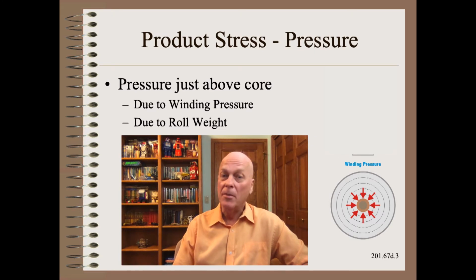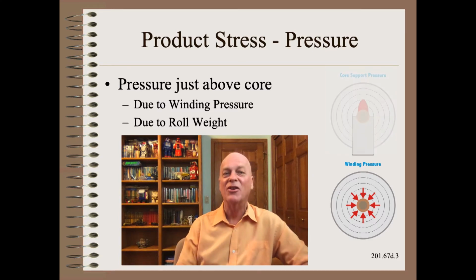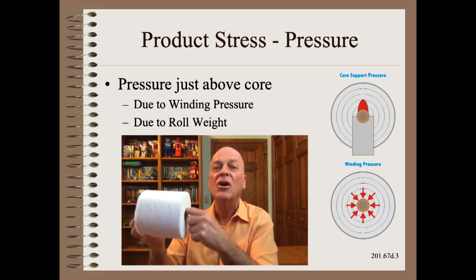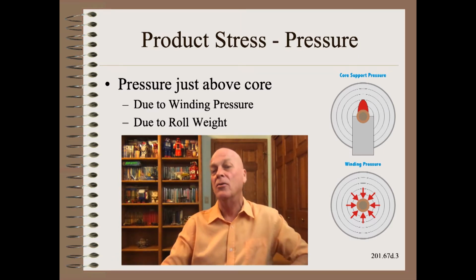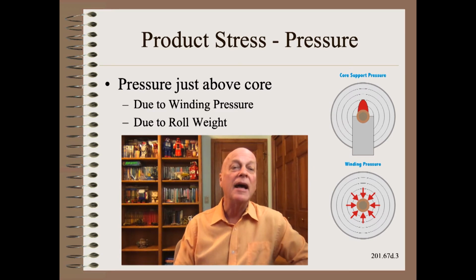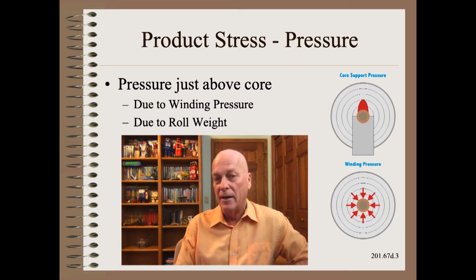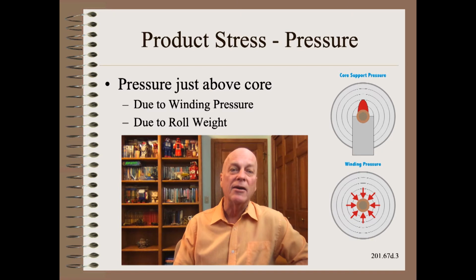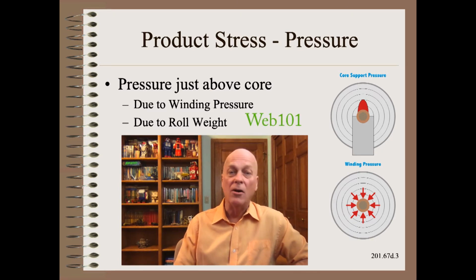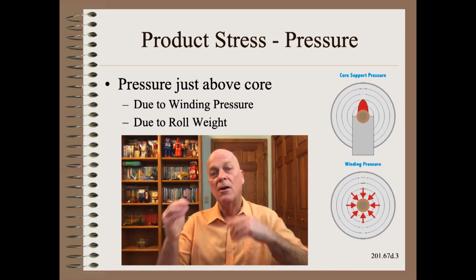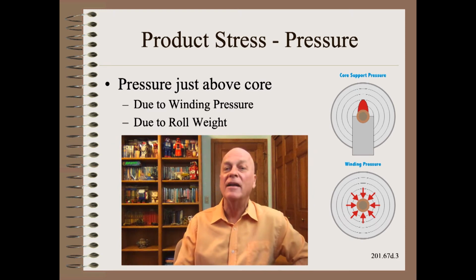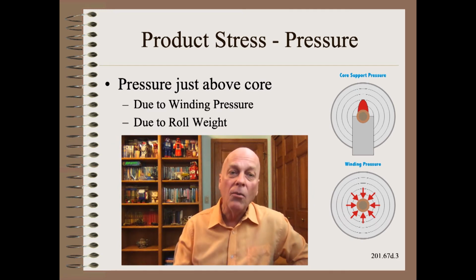However, what a lot of people do not know or consider is that there is another source of pressure near the core. That is the pressure due to the core lifting, holding, pushing, supporting the inside of the wound roll. In some cases, that core support pressure can be as great or even greater than those due to winding pressures. In my award-winning and trademark Web 101 class, we show how to predict those pressures due to winding and those due to core support. So, what harm might these combined stresses do to your web product?